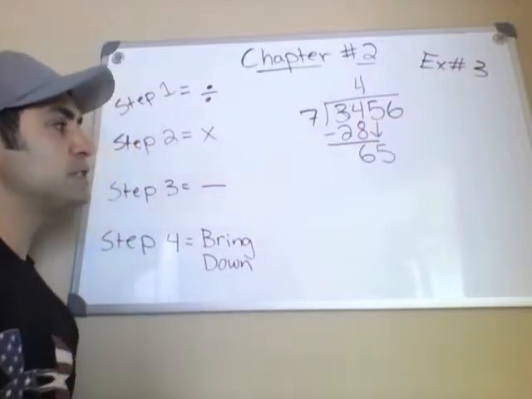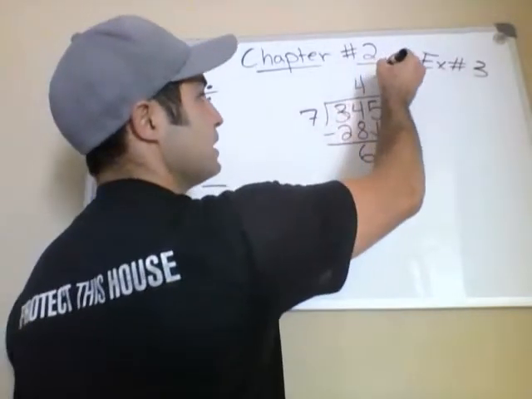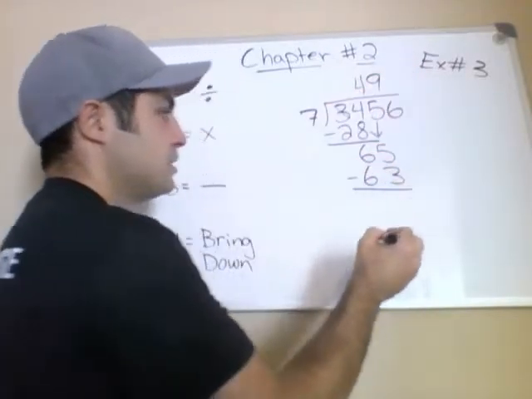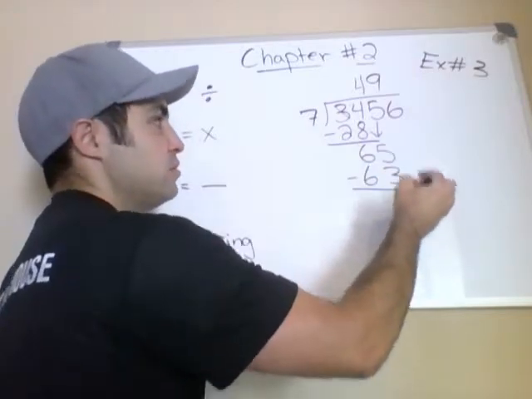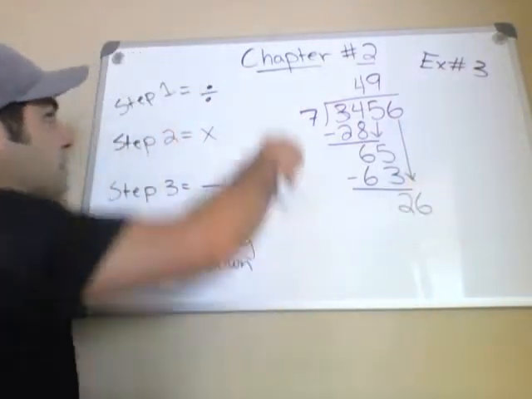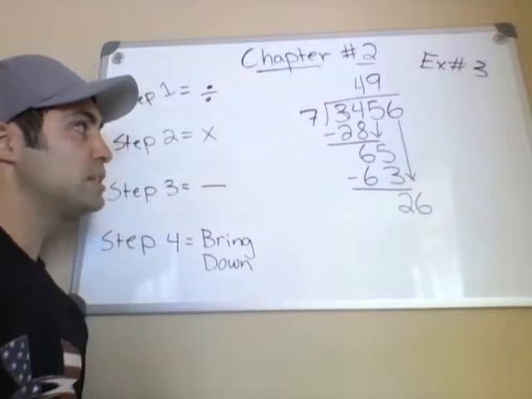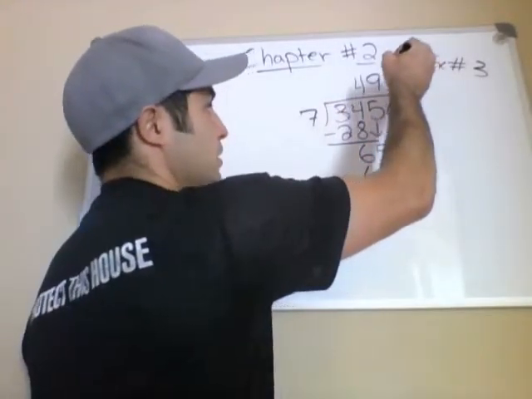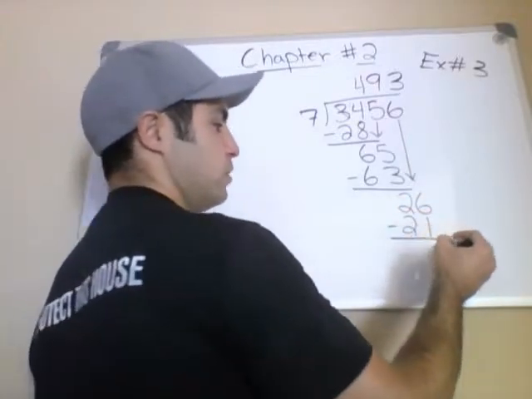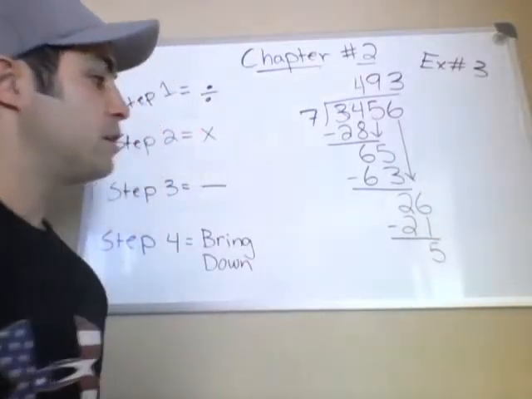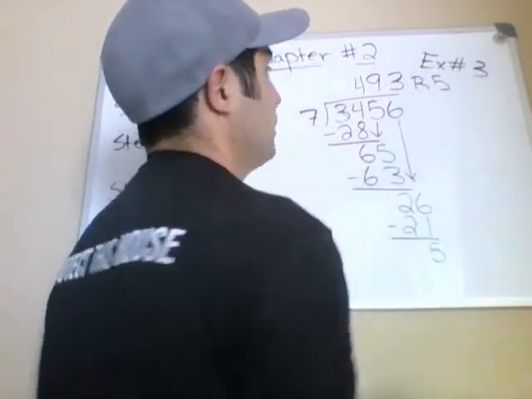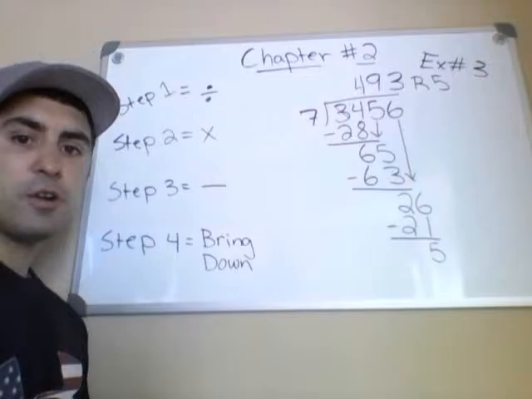So 7 will go into 65 how many times? Let's say 9 times. 9 times 7 is 63. Subtract. 65 minus 63 is 2. Now we're going to bring the 6 straight down. Now we're going to come back up and divide again. 7 will go into 26 about 3 times. 3 times 7 is 21. Subtract. 26 minus 21 is 5. There's nothing left to bring down, so our remainder for now is 5. So your answer is 493 with a remainder of 5.